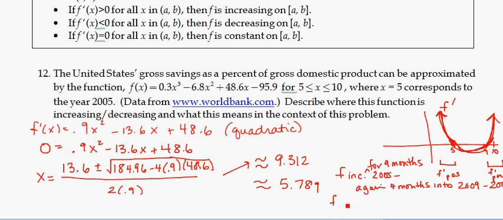And then f is decreasing between 2005 and 2009, where this time, of course, is the last few months of 2005 up through the first part of 2009. Okay, so what does this mean in the context of this problem? f, remember, is the gross savings as a percent. So we're saying that it is increasing in these two time intervals, and it's decreasing in the interval between.